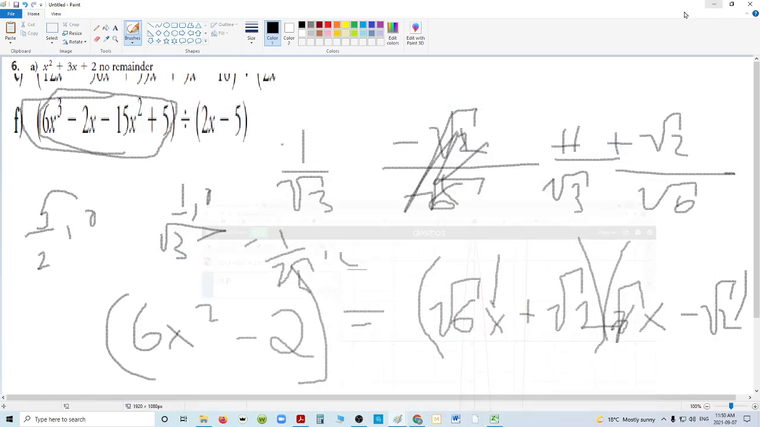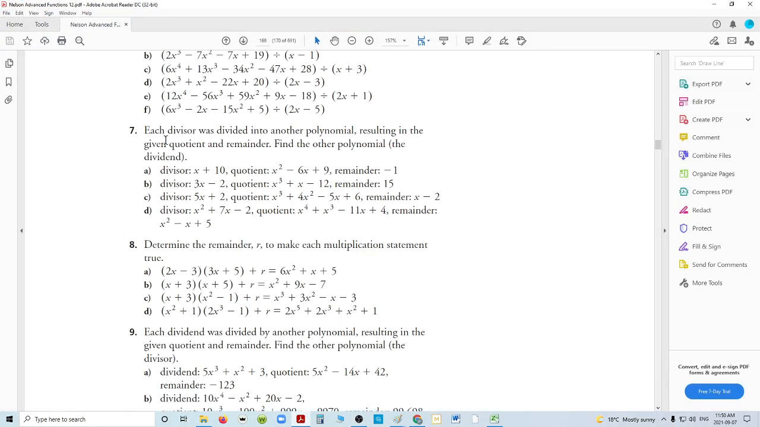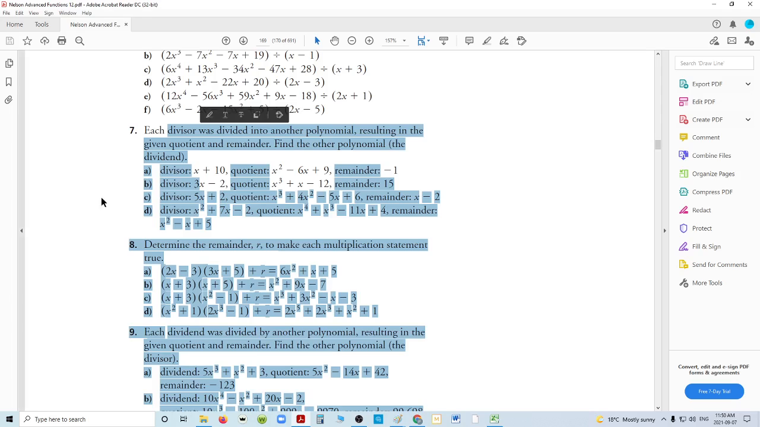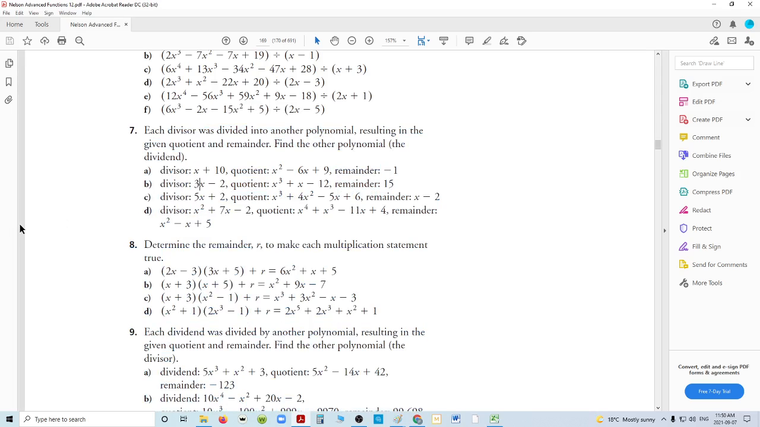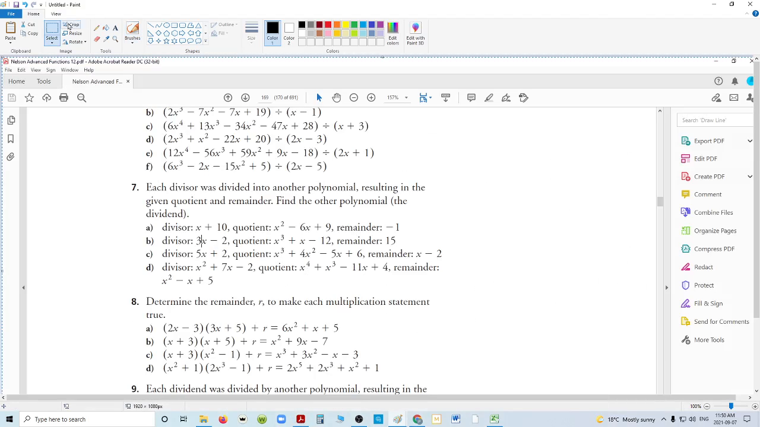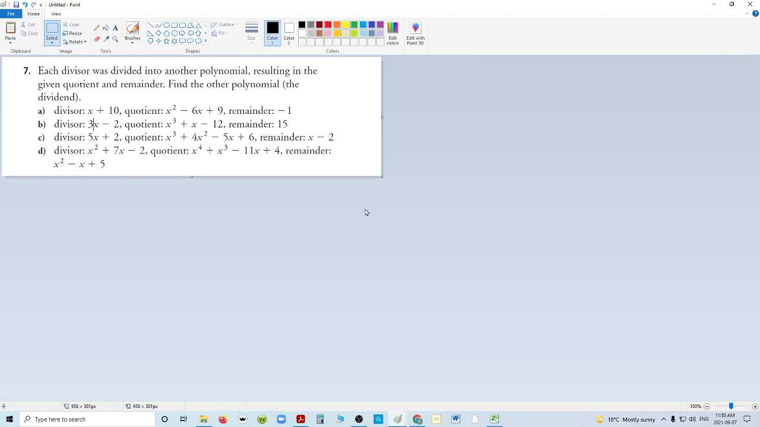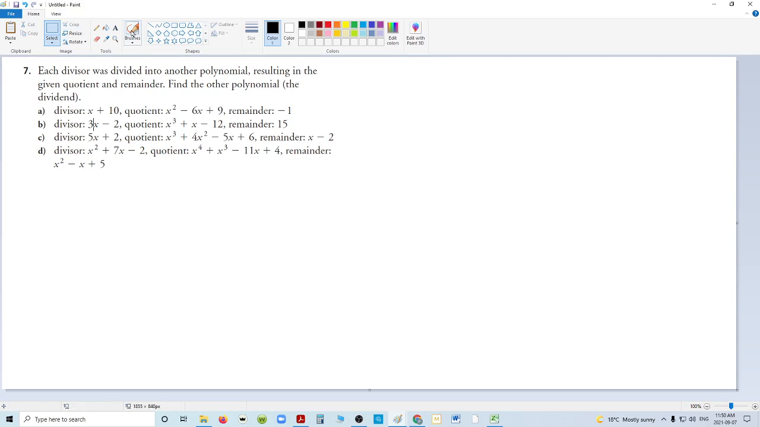Well, you'll see more of that in the next chapter, but just keep in mind that the remainder of 0 is very important. Each divisor was divided into another polynomial. All these are really hard and take a long time. I just want you to get used to going in different order. I might have to break this up into 3 parts because of all the chapters other than calculus, I'd say this is one of the longest chapters just because the process takes so long.